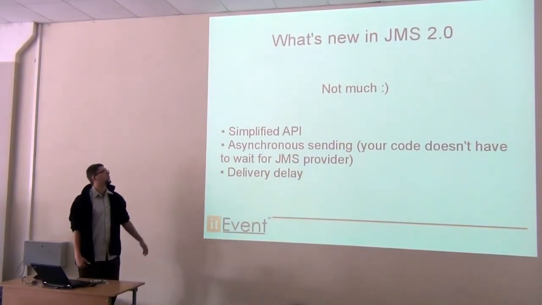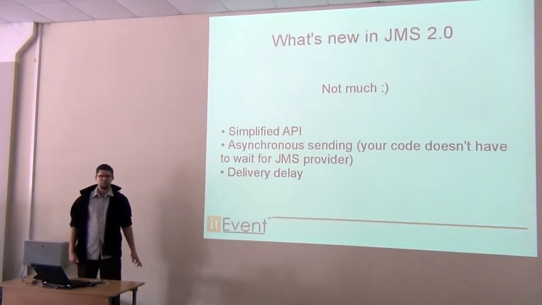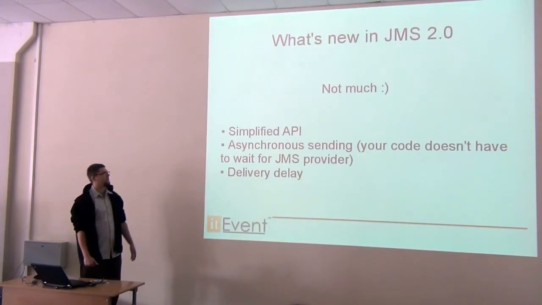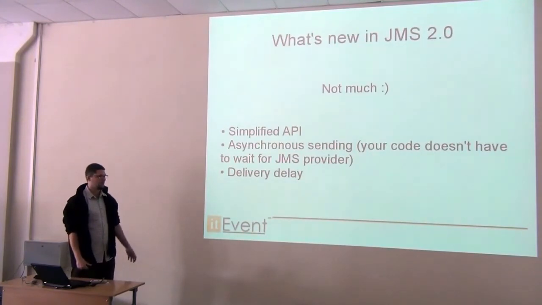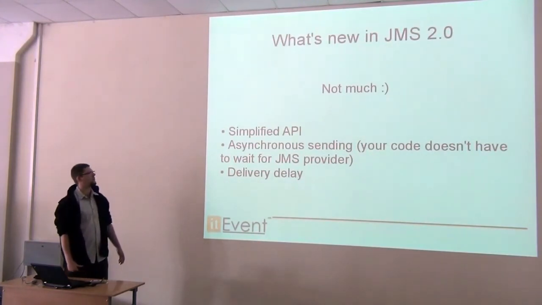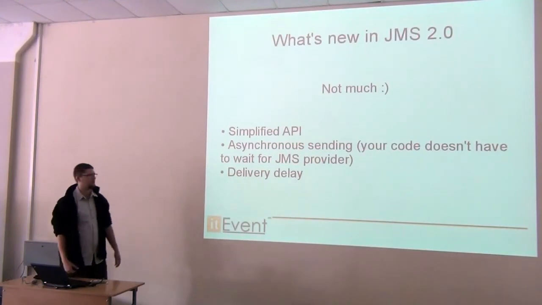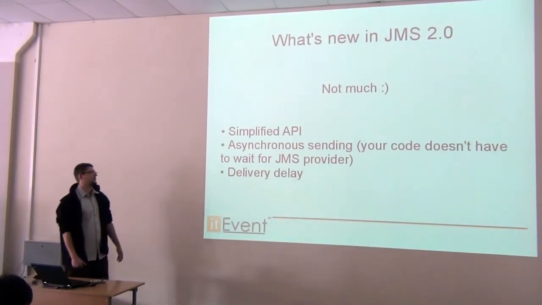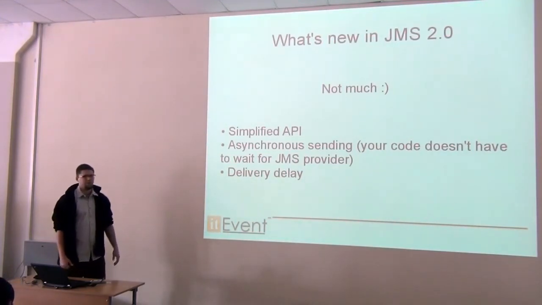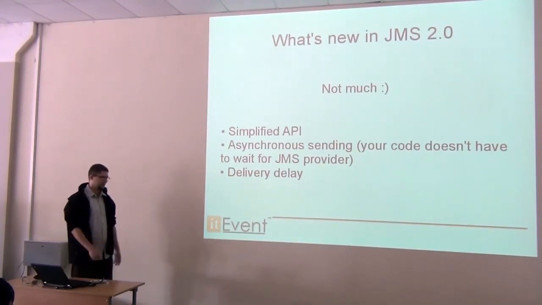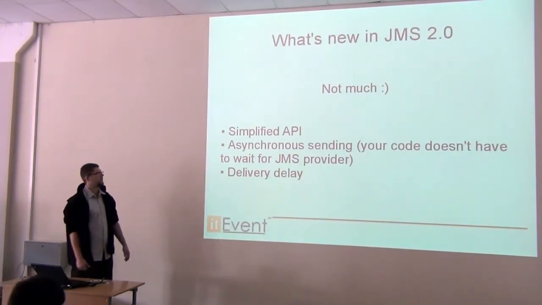Let's go to the next topic. What's new in JMS 2.0? Some time ago, I read about the incoming JMS 2.0 specification, and I said, wow. They had a feature of batch consuming messages, which I really found useful. But unfortunately, they decided not to include it in JMS 2.0. So from how I see it, there's not much new in JMS 2.0. The JMS API has been simplified a bit, although it is still backward compatible, as with, I think, all Java EE specifications.